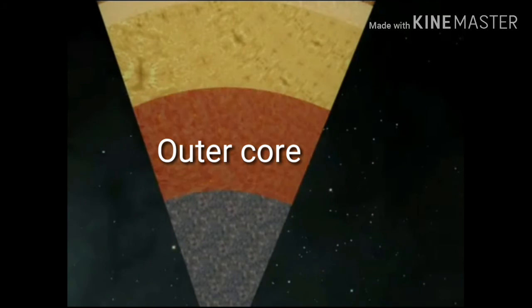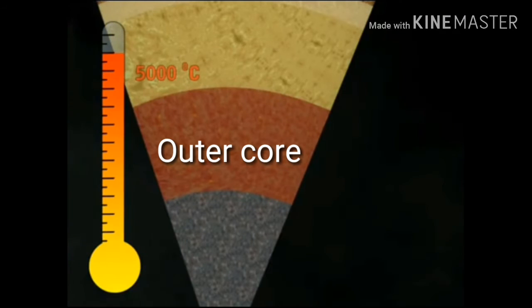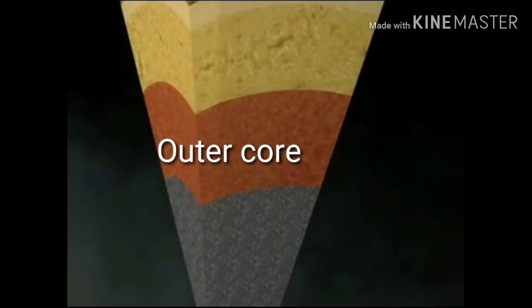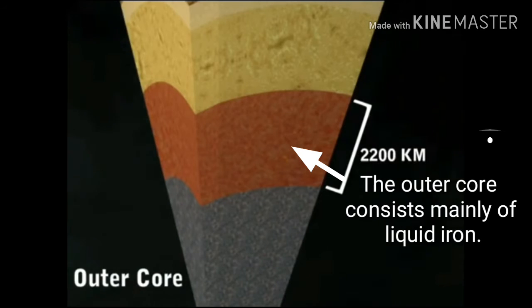The next layer of the earth is the outer core. This layer is extremely hot. It has a temperature of about 5,000 degrees Celsius. The outer core consists of mainly liquid iron. It has a depth of 2,200 km.